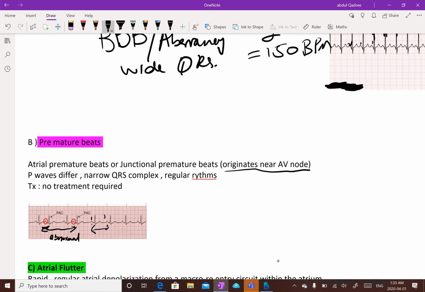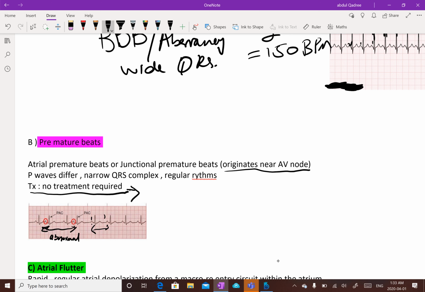Okay, so this requires no treatment. Again, premature beats are atrial beats or junctional beats that can arise near the AV node or anywhere around the atria. The P waves differ from the normal waves, with narrow QRS complexes and an irregular rhythm. Of course, when you have premature beats happening, the rhythm fluctuates, but in general the rhythm is normal. So I hope you guys understand. This has no treatment required.